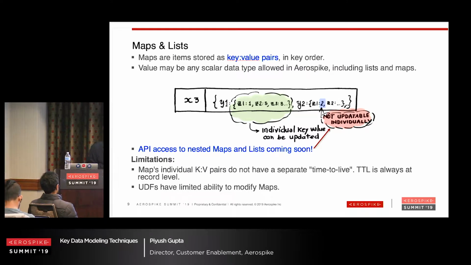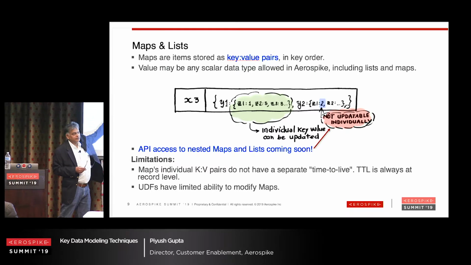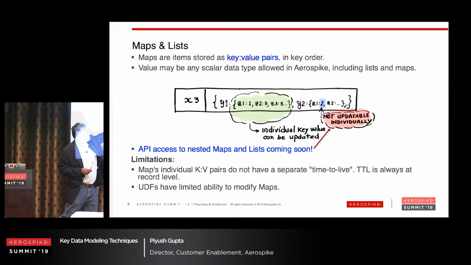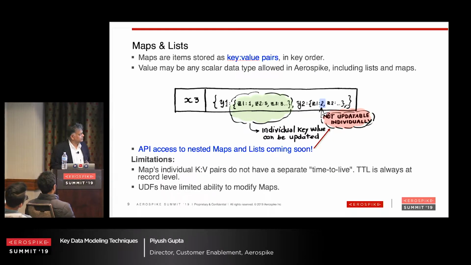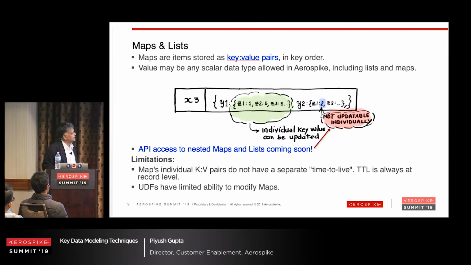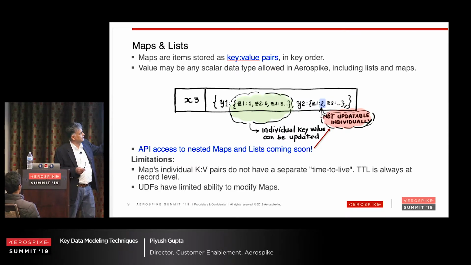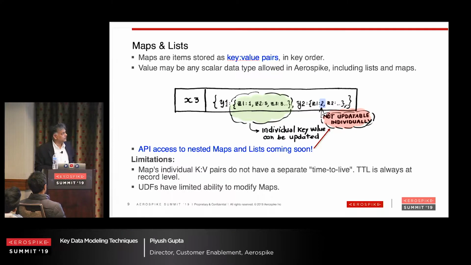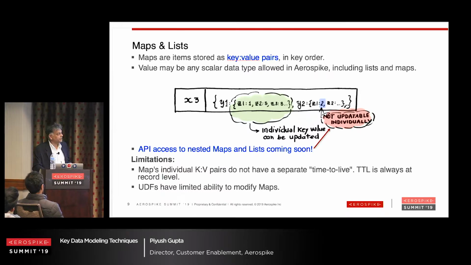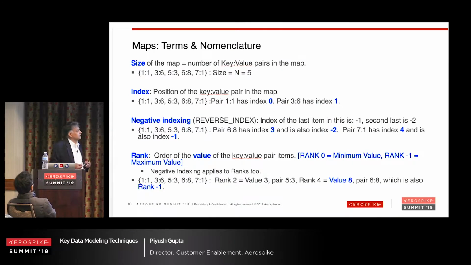And then the only thing you have to know is that if you are using time to live on a record, then that's at the record level. It doesn't translate to the map key level, right? So the whole record has a time to live. It's not by key value pairs. And another limitation with maps is that currently the UDFs have a very limited ability to modify the maps. The rich set of APIs that are available at the client level are not fully available at the UDF level. And anyway, I discourage you from using UDFs if you can, if you want performance.